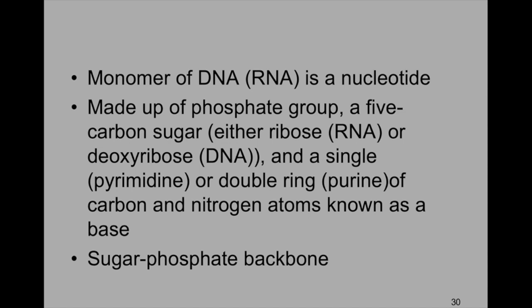The monomer of DNA and RNA actually is a nucleotide, and the nucleotide is made up of a phosphate group attached to a 5-carbon ring sugar. That sugar is either a ribose sugar in RNA or a deoxyribose sugar in DNA. On the other side of this ring is going to be the pyrimidine or purine. So if it's a single ring, it's a pyrimidine. If it's a double ring, it's a purine. These are carbon and nitrogen atoms, and they are referred to as the nitrogenous base.